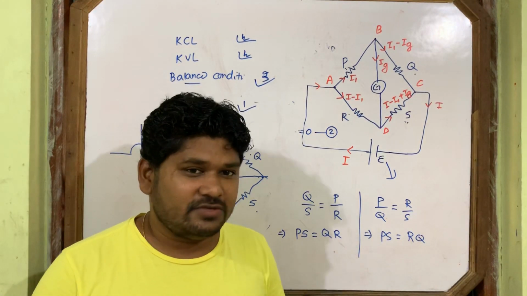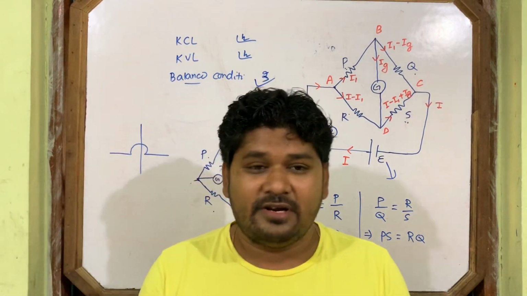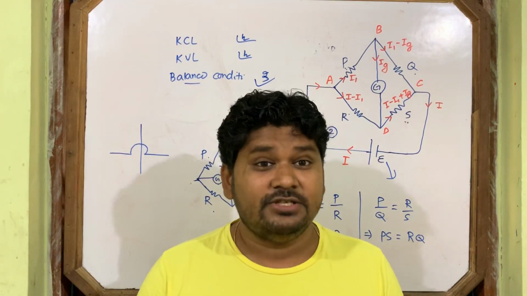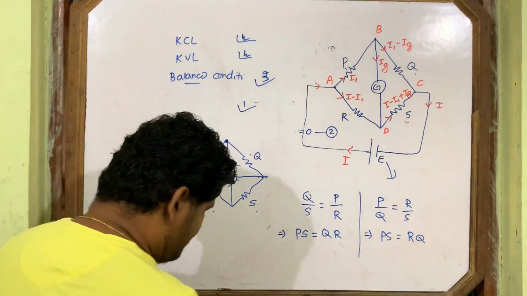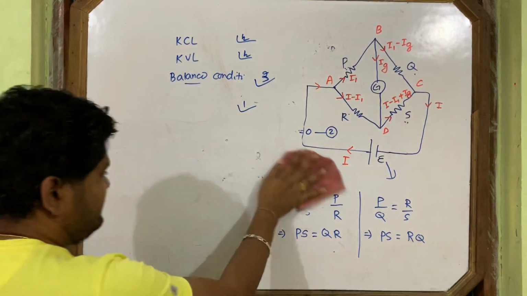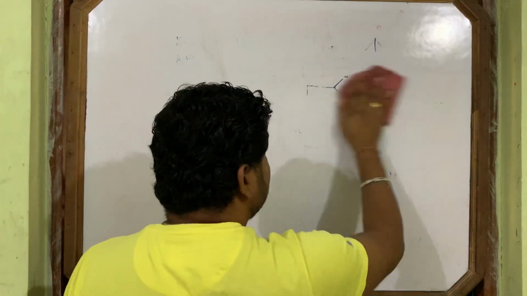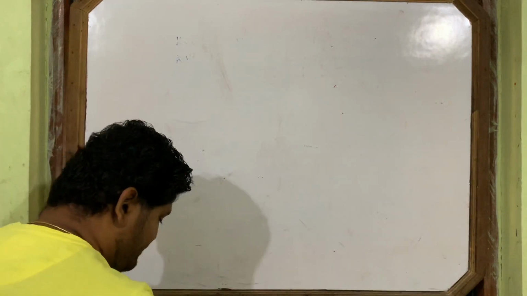This is a very important question. If cell and galvanometer positions are interchanged, what happens to the balanced condition? The answer is no change. I hope everybody understands. So this is all about the Wheatstone bridge, but small numerical type questions will come in the exam.